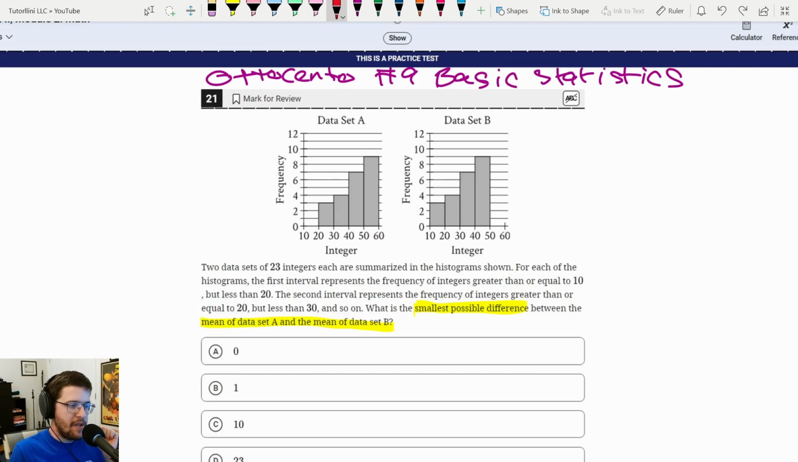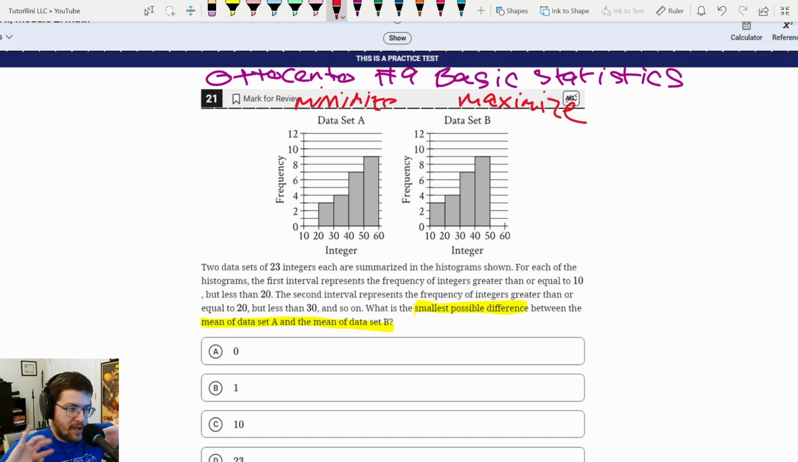And if you want to find the smallest possible difference between them, you want to take the smallest amount of money that one friend has and the biggest amount of money that the friend with less money has. So here, I want to minimize the bigger data set and then maximize the smaller data set. And that will give me the smallest possible difference, so that they're as close together as possible.